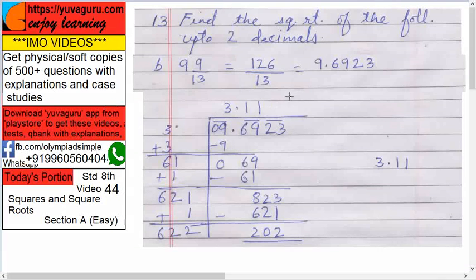So 621 into 1. Try that. You'll get 621 over here. It is 202. Okay, that's okay. So 3.11 is the square root. Getting it? Practice it yourself.